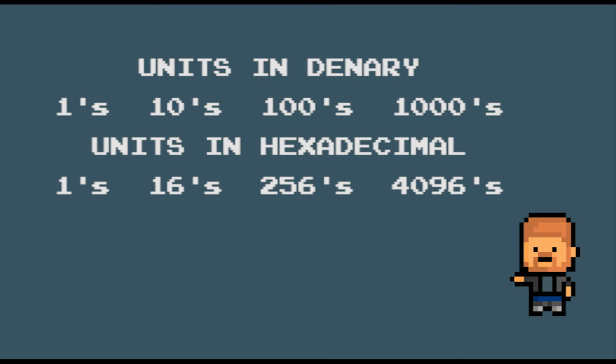Computers, however, can use a number system called hexadecimal, which uses 0 to F. This is referred to as a base 16 system, and its units, the 1s, the 16s, and the 256s, etc., increase by the power of 16.